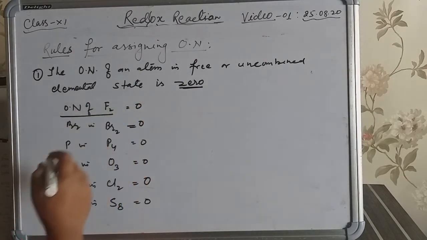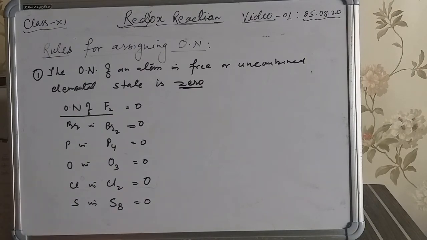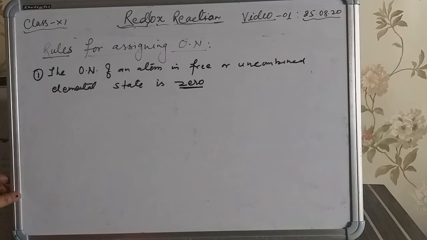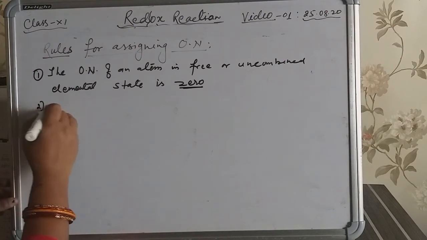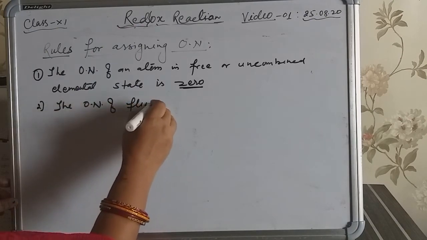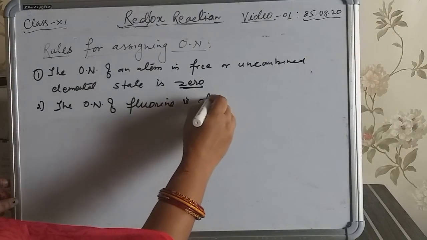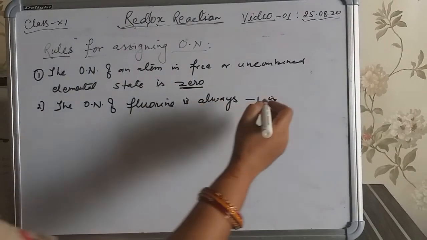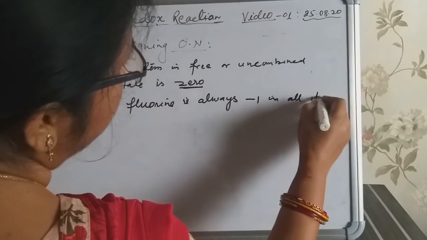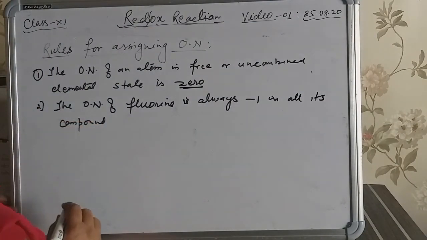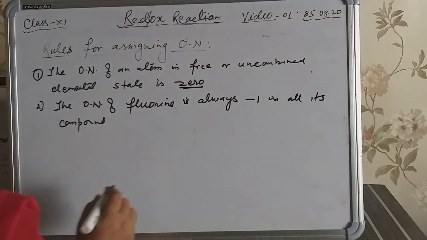So the second rule: the oxidation number of fluorine is always -1 in all its compounds, because we know that fluorine is the most electronegative element in our periodic table.